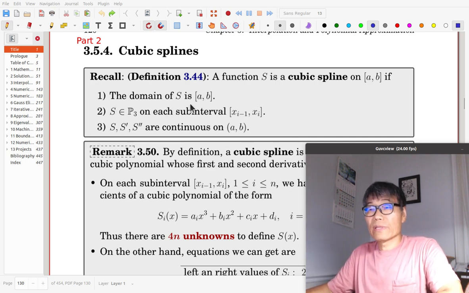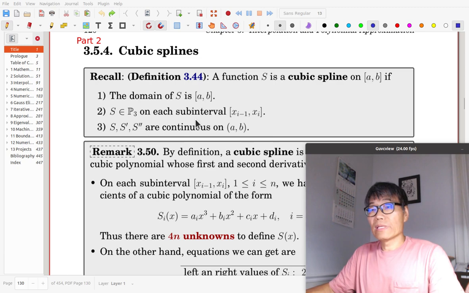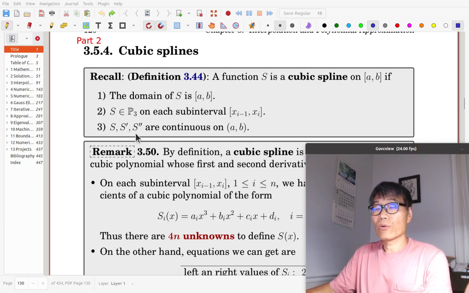The domain of the function is the interval a to b. Given a partition, on each subinterval the function is a cubic polynomial. S prime and S double prime are continuous on the interval.